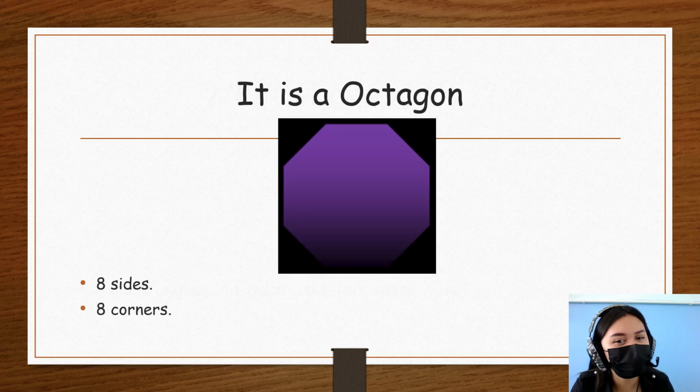It's an octagon. When you count the shape and it has 8 sides, it is an octagon. Okay, it is an octagon. 8 sides and 8 corners. Okay.